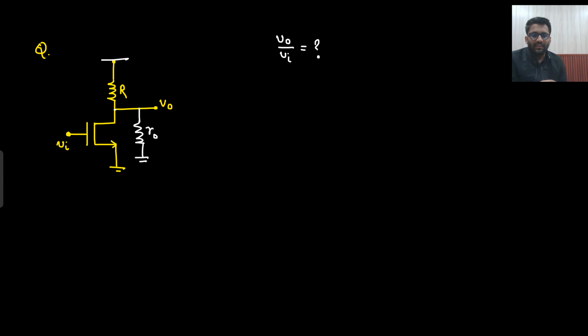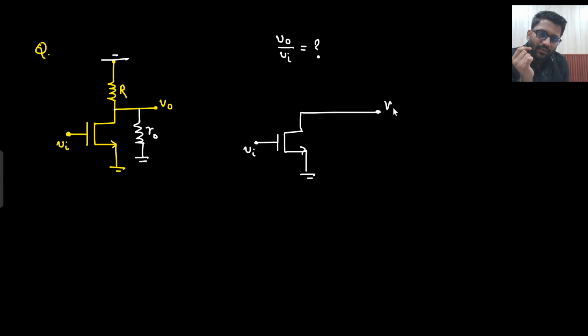So can you make the circuit again? How will you make the circuit again? This is grounded. This is your V in. This is your V naught. So from V naught to ground, what is connected? R naught. And from V naught to ground, R is also connected. Both of them are in parallel.